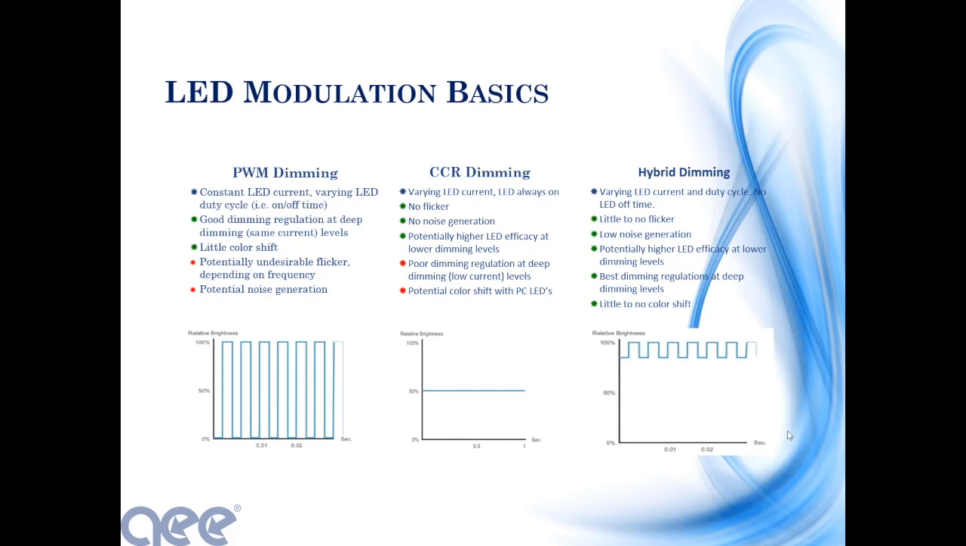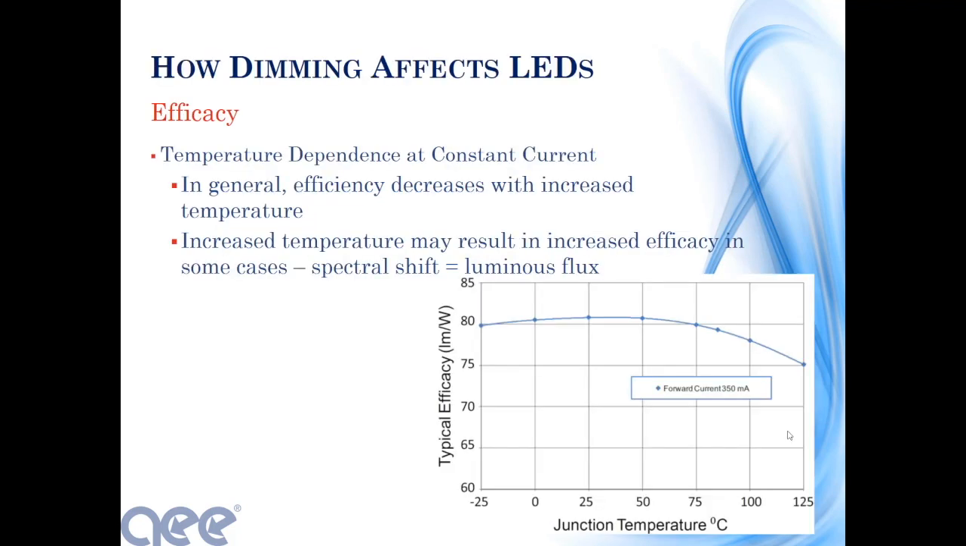So the hybrid of that, basically if you look at the first two graphs, you're adding them together to get this hybrid where you are varying the LED current and you're also varying the duty cycle, but the LED is never off. And this gives you little to no flicker. It takes care of your noise issue and keeps the efficacy for the LED up, and is really good for deep dimming and really no color shift.